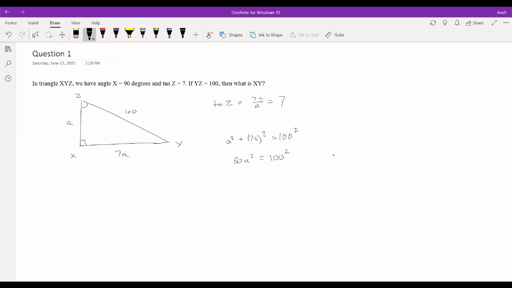And if we take the square root of both sides, we get that 5 root 2 times A is equal to 100. So that means A is equal to 10 root 2. However, the problem asks us to find XY. So what we actually want to find is what 7A is. So 7A is just 7 times 10 root 2, which is 70 root 2, which is our answer.